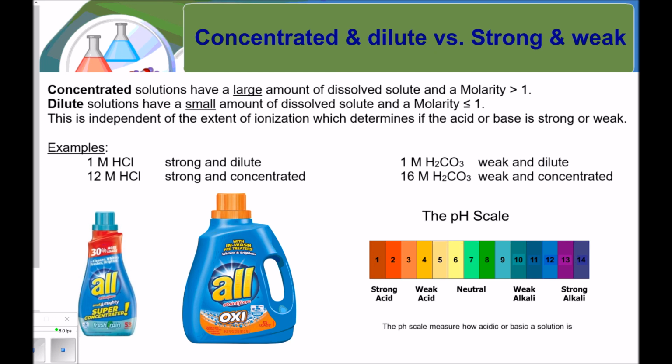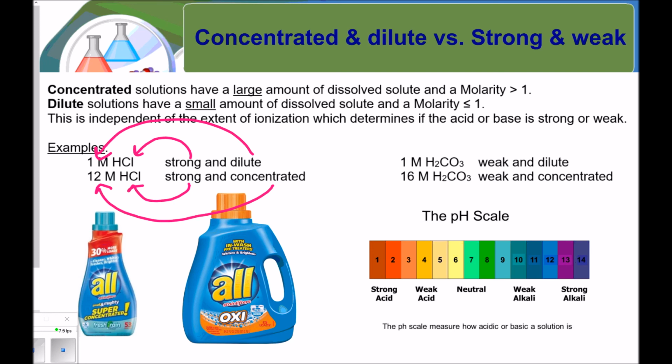We can have a 1 molar solution of hydrochloric acid. The 1 molar part makes it very dilute. That means it's got a lot of water, okay, and very little actual hydrochloric acid. But what makes it strong is the fact that it's hydrochloric acid. It's going to break apart completely, dissociate completely when dissolved in water. Then we have a 12 molar solution of hydrochloric acid. Again, still strong because it's still hydrochloric acid, but this time it's concentrated because the molarity is higher. This means there's a lot more of the hydrochloric acid and a lot less water.